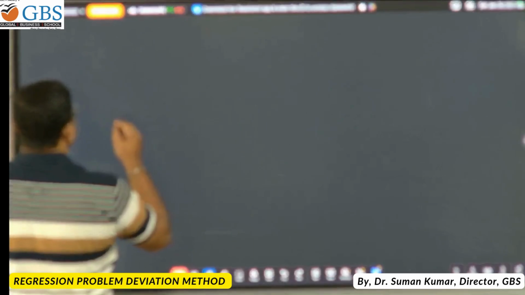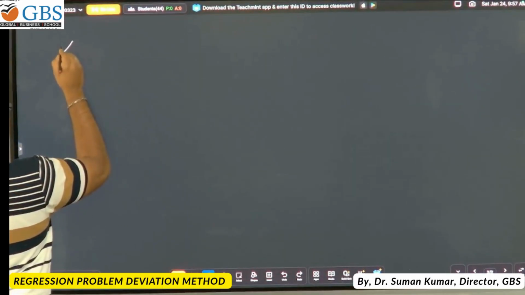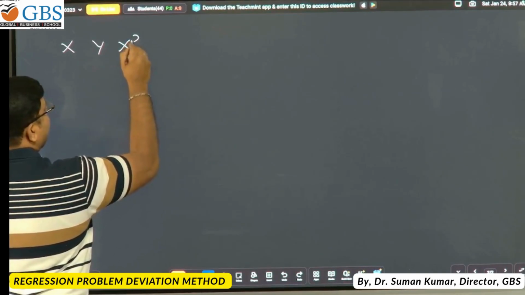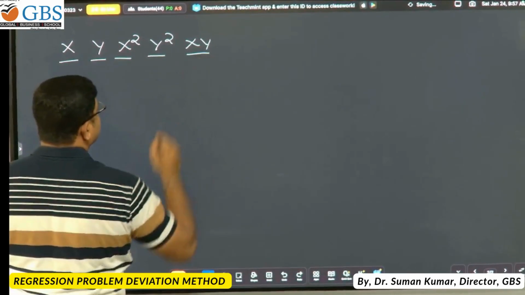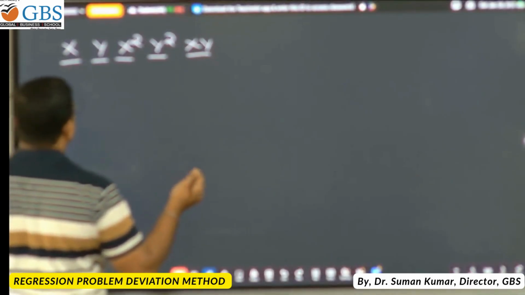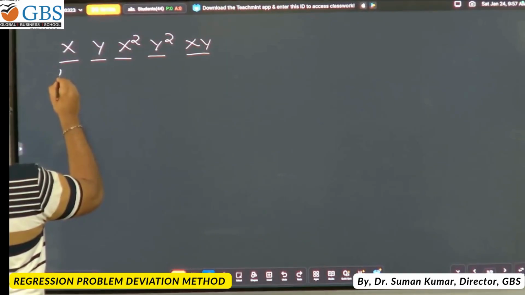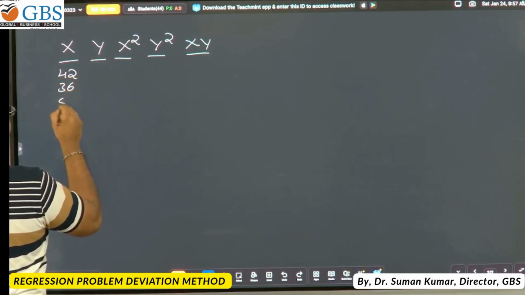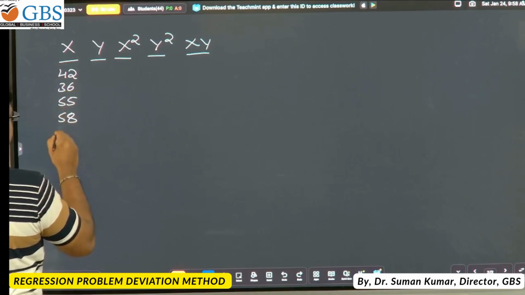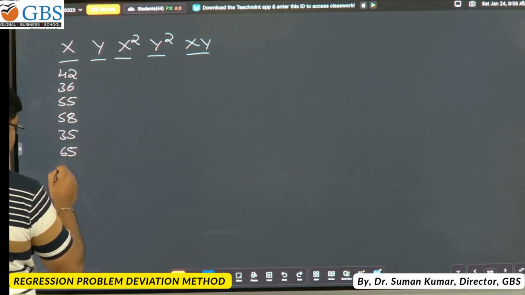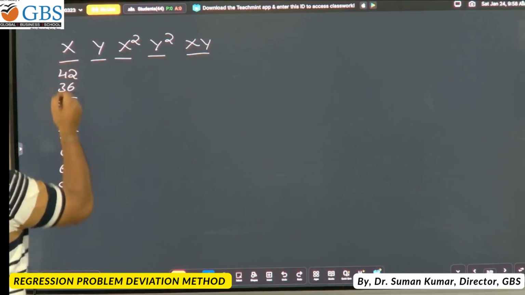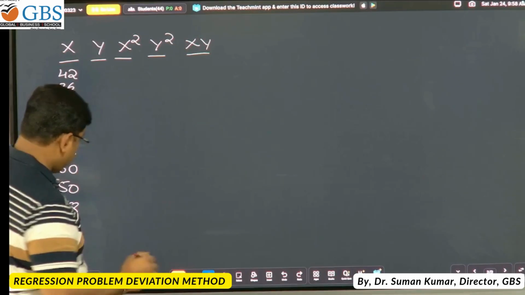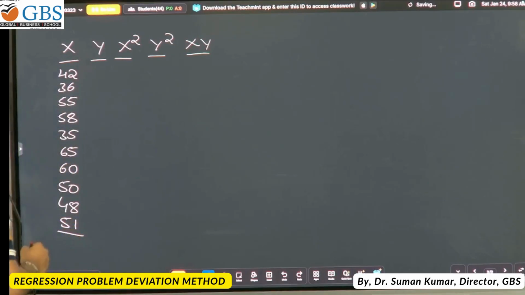Which columns do you need to get? X, Y, X square, Y square, XY. I hope you will do it. Correct? Please, one of you can help me. What are the values of X? 42, 36, 55, 58, 35, 65, 60, 50, 48, 51. These are the values given in the question.